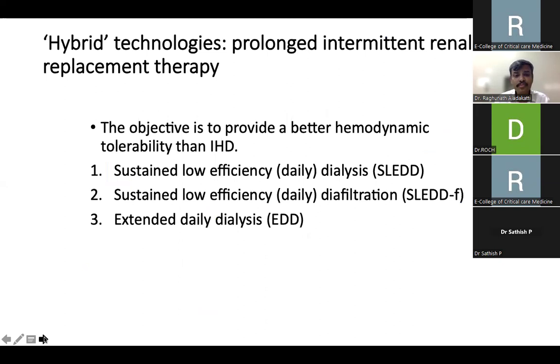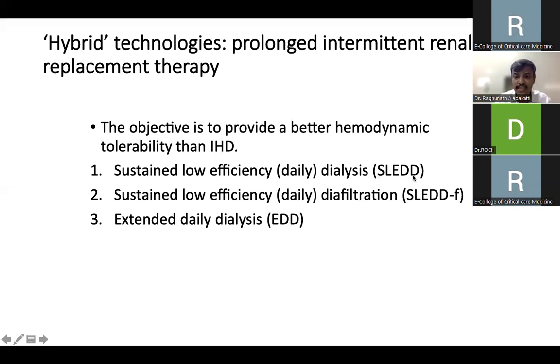Some hybrid technologies, as I mentioned, are used because intermittent hemodialysis can cause more and more hypotension. So people are using more of hybrid technology. Hybrid technology in the sense of increasing the duration, giving better hemodynamic tolerability, with slow, sustained efficiency. SLED means sustained low efficiency daily dialysis.